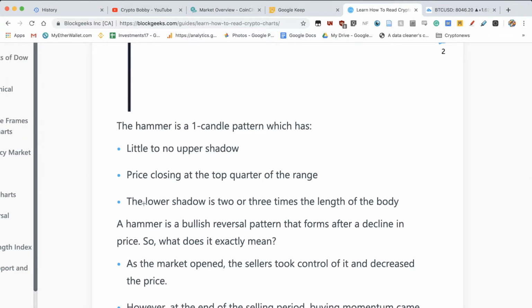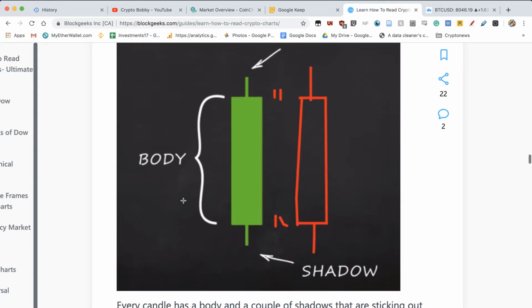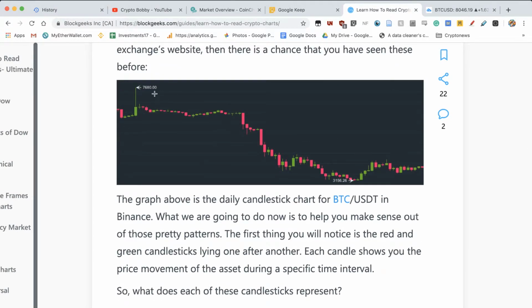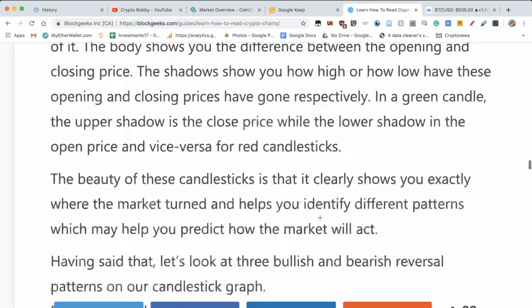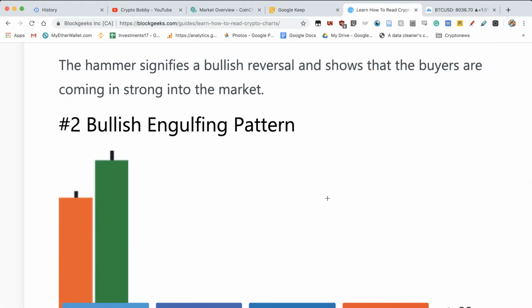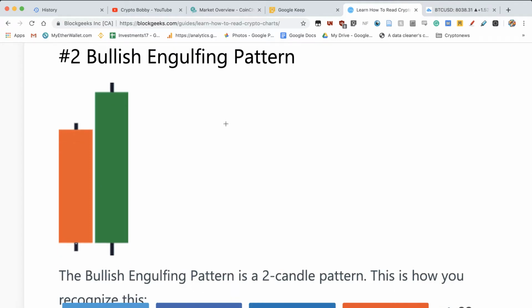And a hammer is a bullish reversal pattern that forms after a decline in price. So if you see the price of an asset fall down, fall down, and then you see a hammer, this would be a hammer here. This would be something like a hammer. And as you can see, this indicates that there's going to be a short-term or even long-term reversal in trend. It's massive.